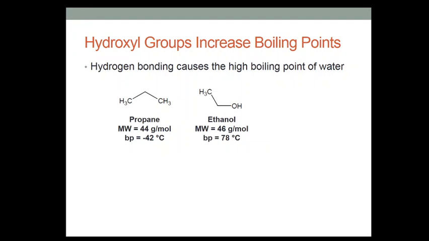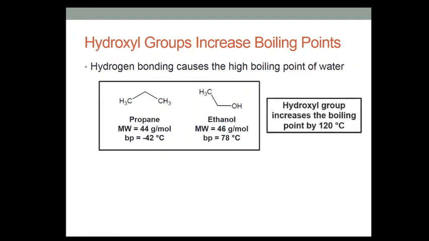So you should notice that the OH group is going to have an asymmetric dipole. The oxygen is going to pull electrons away from the hydrogen, therefore generating a partial positive end on the hydrogen and a partial negative end on the oxygen. So the difference here: this OH group increases the boiling point of ethanol 120 degrees relative to propane. So this is quite significant.